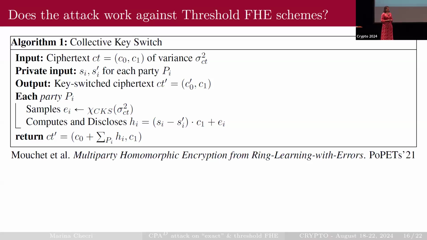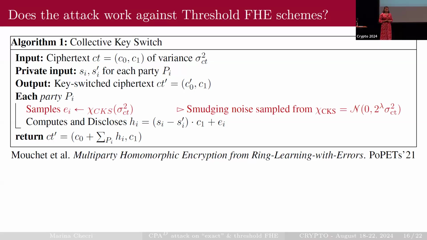So the question now is whether our attack works against threshold FHE. And the answer is, in fact, no. No, because here we have the collaborative key switch decryption algorithm of Lattigo. And as we can see in it, each user adds a smudging noise to their ciphertext. So they flood their ciphertext during the partial decryption, and it is this flooded ciphertext that is eventually decrypted.